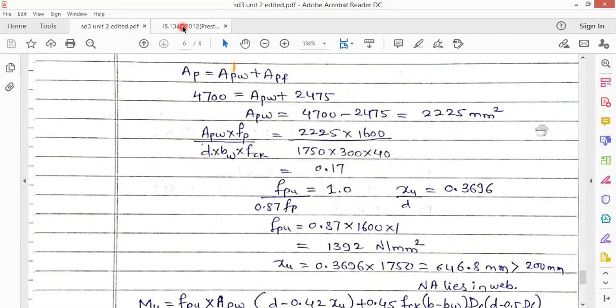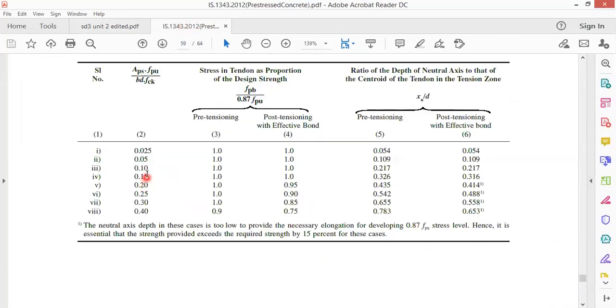So remember, it is 0.17. Again, we'll go to IS code for 0.17. Where does it lie? Again, it is required to calculate with the interpolation. So this lies here somewhere, between 0.15 and 0.2. Here is 0.17. So for 0.17, I will calculate the value of FPB by 0.87 into FPU. Here these are the same values, 1 and 1. So this will be again the same, 1.